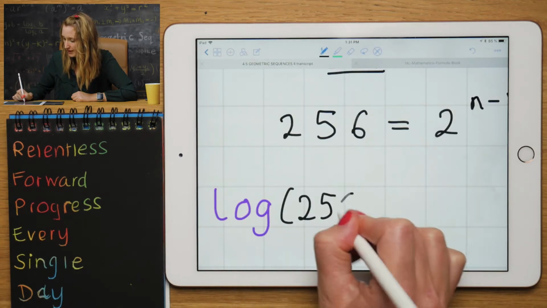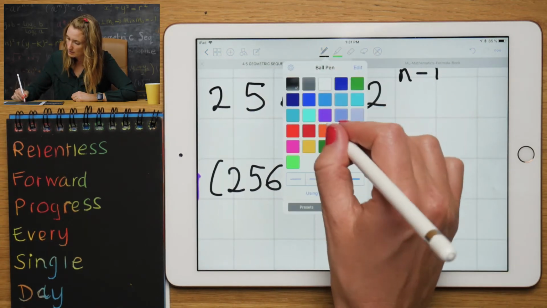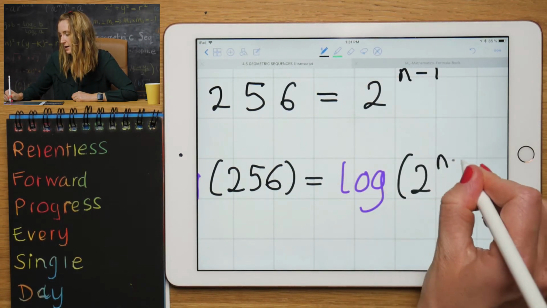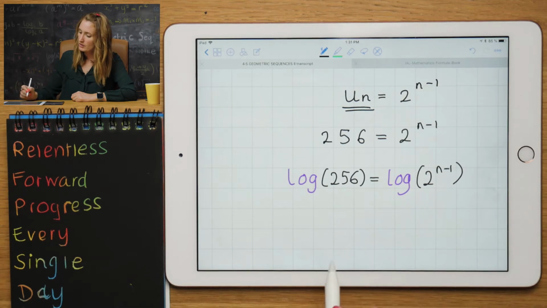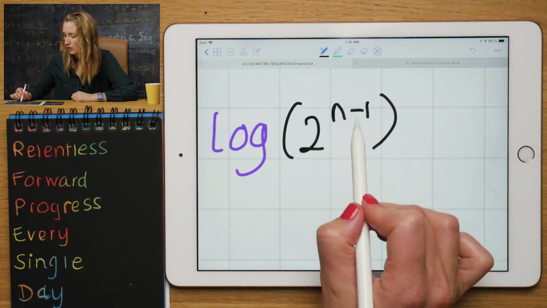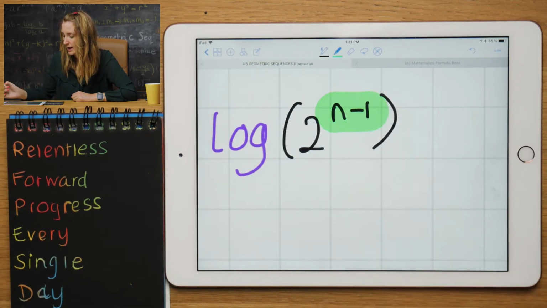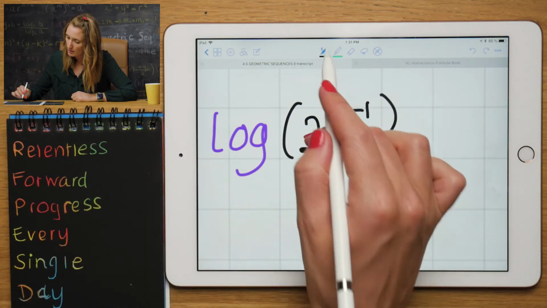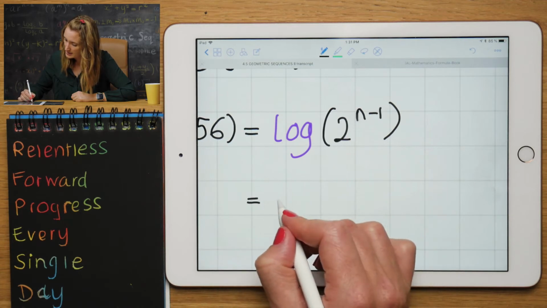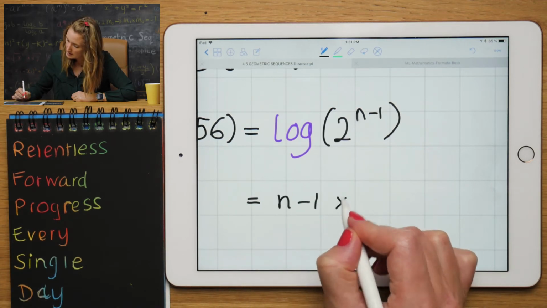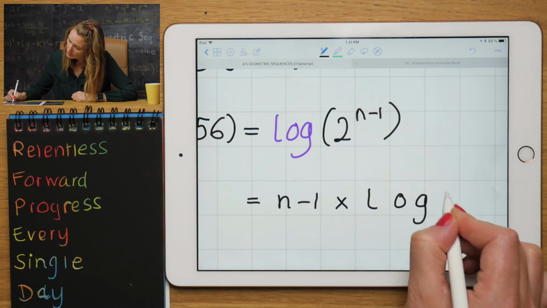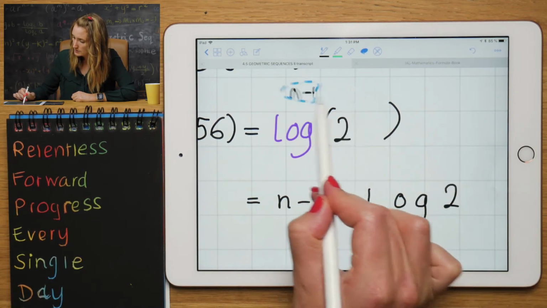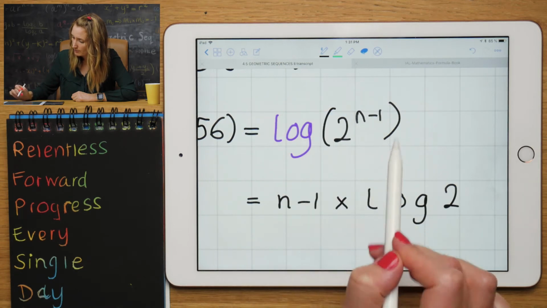So log 256 equals log of 2 to the n minus 1. So the reason why we do this is now we can use the rule for logs. It said this power here can come down in front of the log and be multiplied. So I can rewrite the right hand side as n minus 1 times by log 2. So this power here has come down and in front of the log.